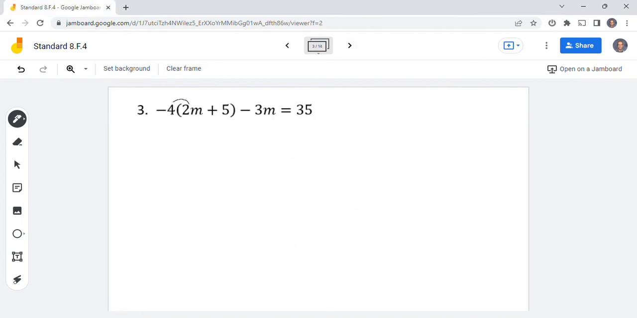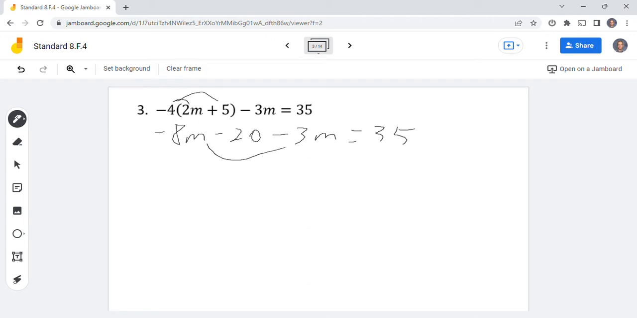Question number 3, we're going to distribute again on this side. Negative 4 times 2m is negative 8m. Negative 4 times 5 is negative 20. Still have that minus 3m. And a 35 over on this other side.